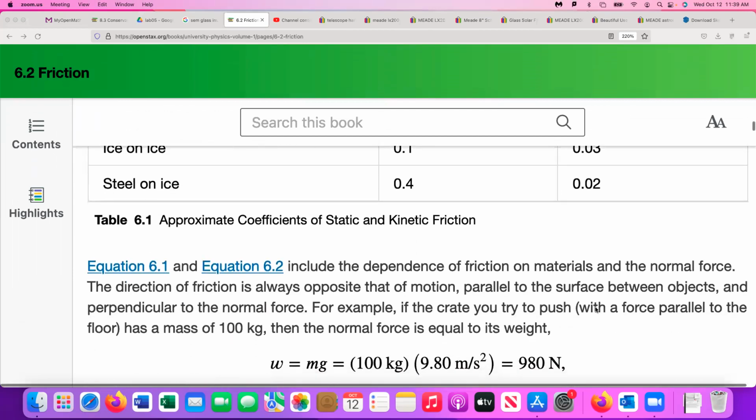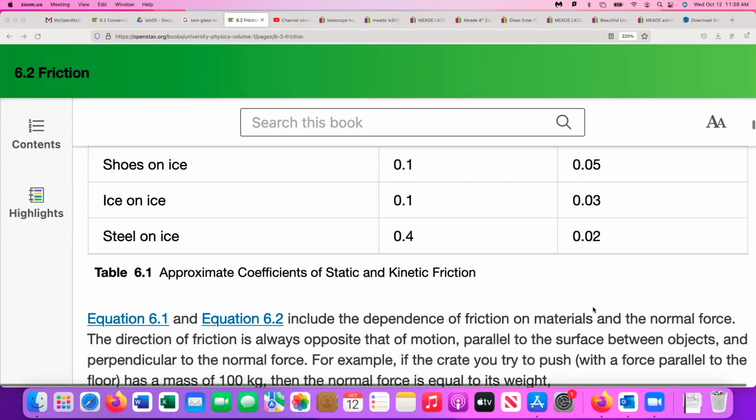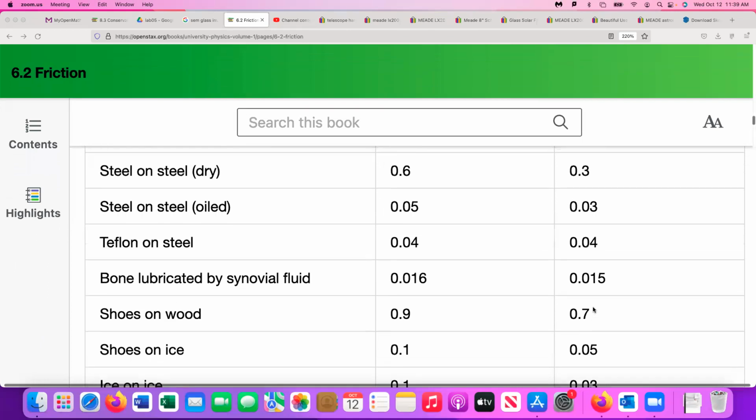Right? Teflon on steel has the same coefficient of friction for both moving and static. It does, but that's not actually true. The Teflon on steel coefficient of friction is slightly less when it's moving, but it's not much. Oh, just a very small difference. Very small difference. And it's the same you see with bone and synovial fluid. It's just slightly less, right?